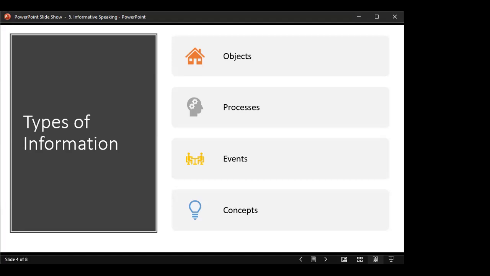So processes are the steps to complete a task. How do we do something? The challenging thing about processes is that we tend to say, first you do this, and then this, and then this, and then this, and then this, and then this. And at this point, we've stopped listening, right? It's too many steps. So we have to think about, how do we make a process approachable, accessible, easy to digest, and memorable? Oftentimes we don't think about this.